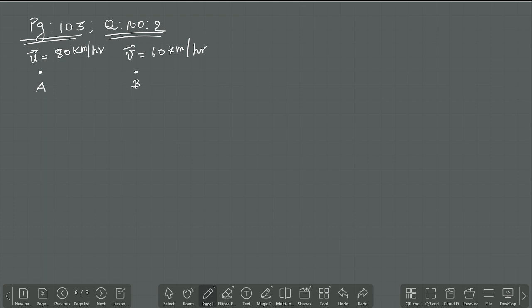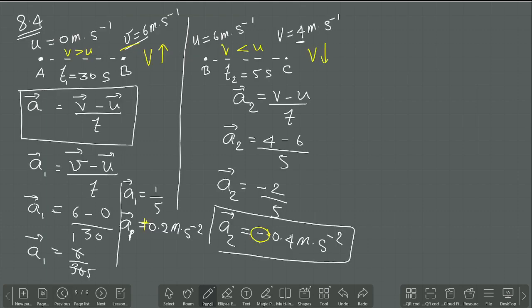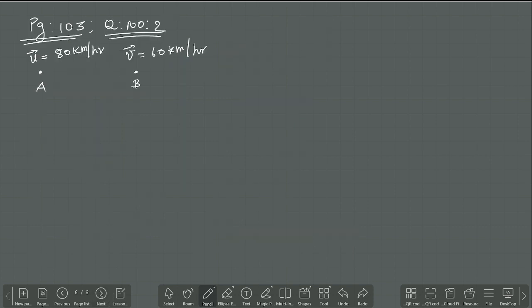So in the previous sum we said that when the final velocity is lesser than initial, acceleration is negative. Here also the same condition. That means your acceleration, will it be positive or negative? Negative. The reason is the final velocity is lesser than initial velocity. For attaining this velocity, how much time is it taking over here? T is equal to 5 seconds.